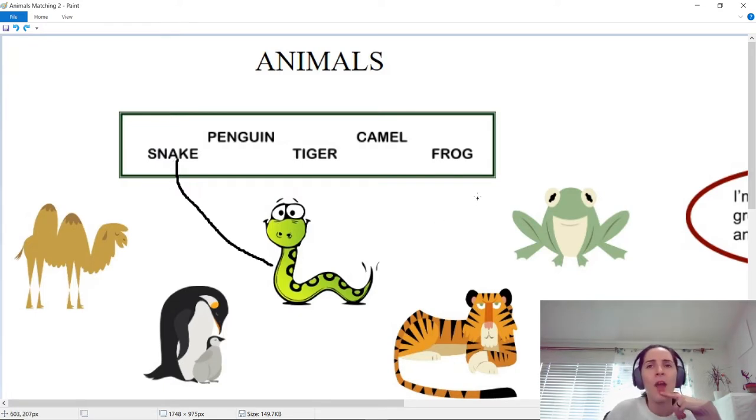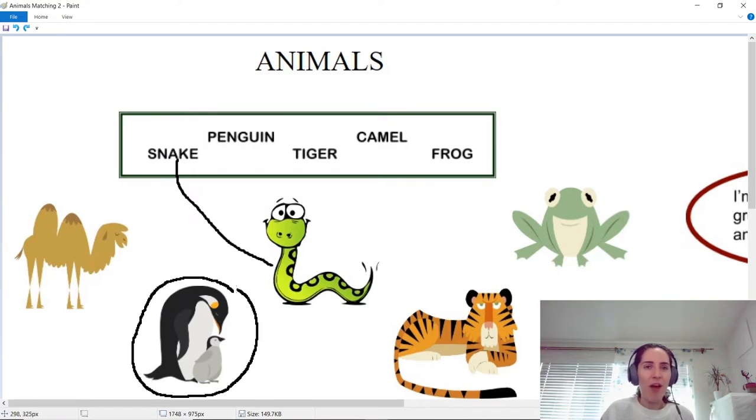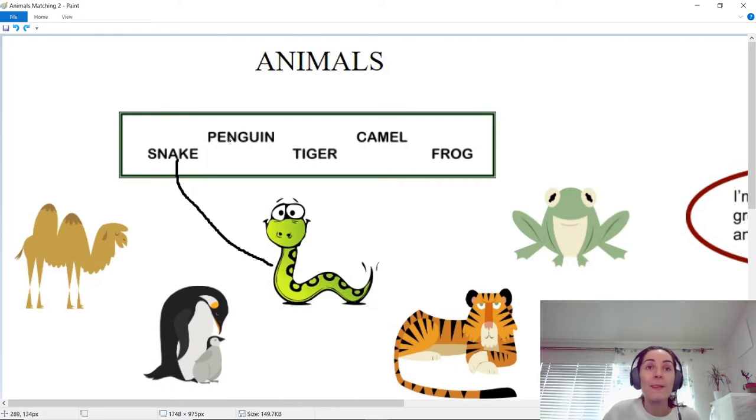Okay. Do you know which animal is a penguin? That one? Yeah, I think you are right. And look, we even have a little baby penguin. Excellent, so cute. So, let's draw a line from the word penguin down to the picture. Okay, done. Nice job.